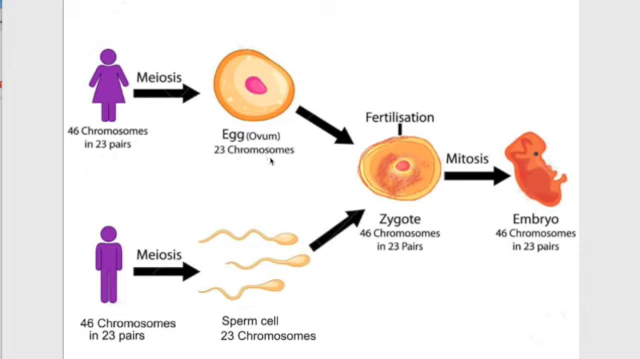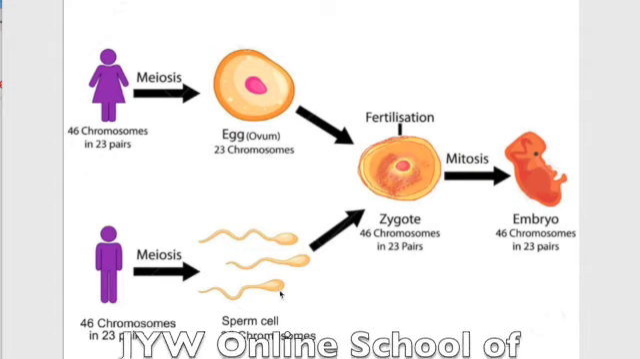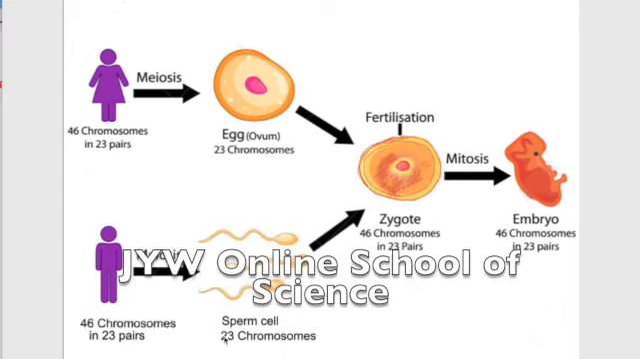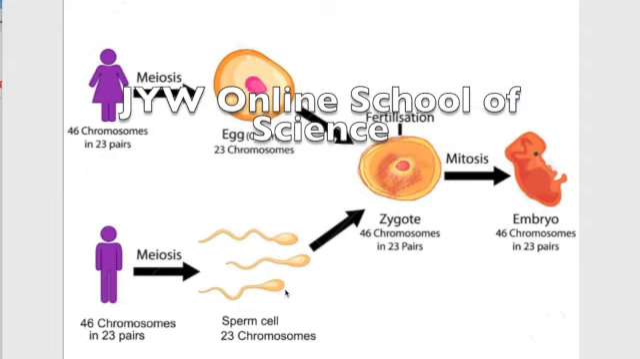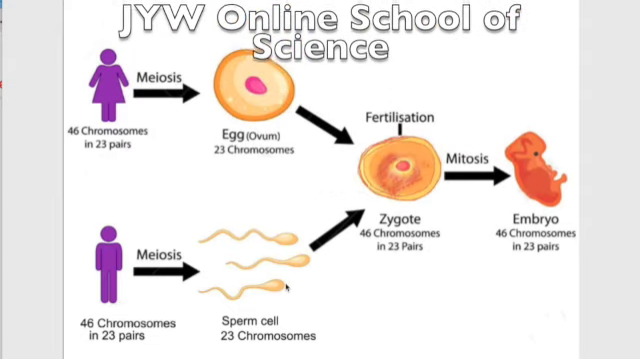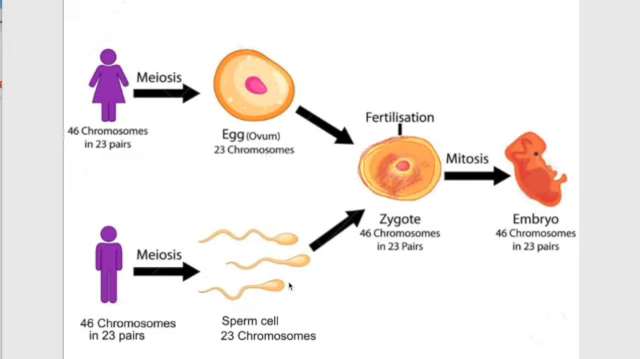chromosomes. Now, the male also undergoes meiosis to produce sperm cells. That's also 23 chromosomes. So they both only contain half of the genetic information in comparison to their body cells. Now, when the egg and the sperm fertilize each other, this is called a zygote. A zygote is a fertilized egg.